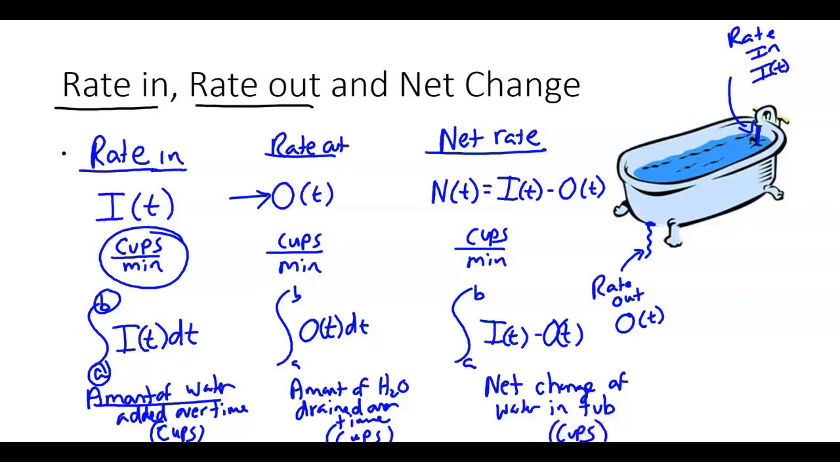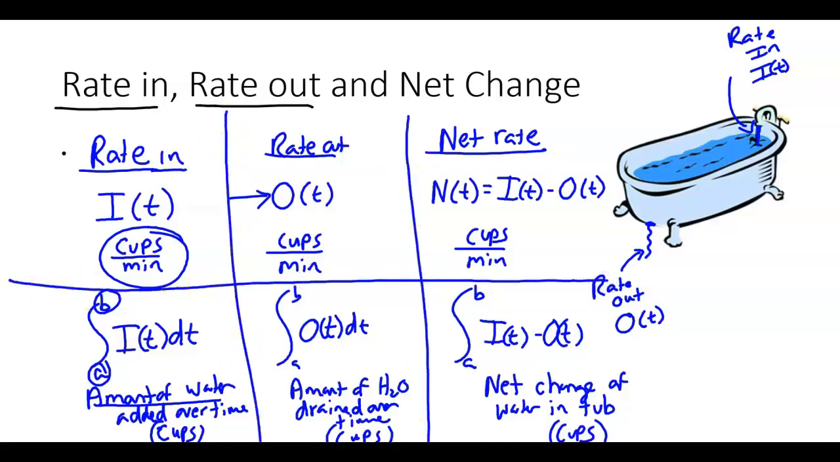Okay, so I've created a little table here, and I'm going to formalize it on the next slide, but here it is. We have 6 things. We have a rate in, a rate out, and a net rate. And when you integrate those, you get an amount of water added in over time, an amount of water taken out over time, and a total change in the amount of water in the tub over time. So that's what we call rate in, rate out, and net change.